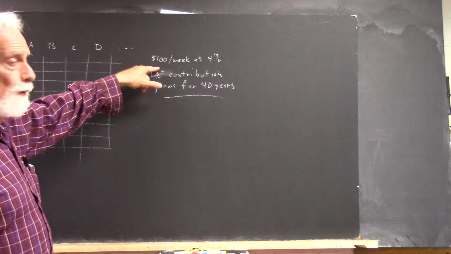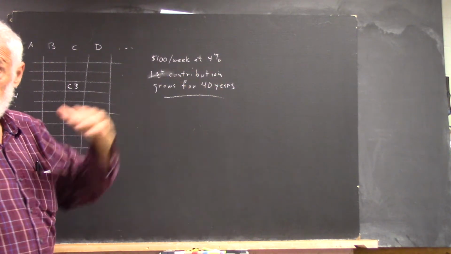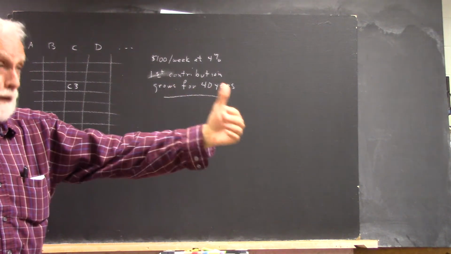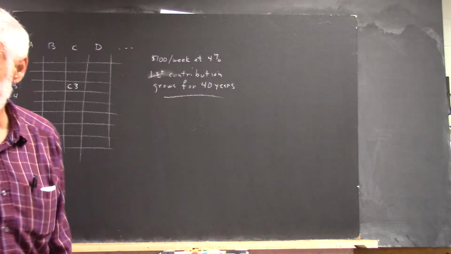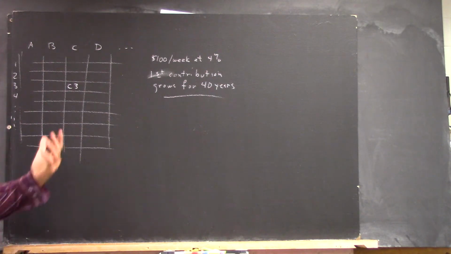Okay, $100 a week invested at 4%, starting at some time, and we want to see how much that's going to be worth in 40 years after your first contribution, okay? So if you do this, start when you're 20, this is when you're 60.